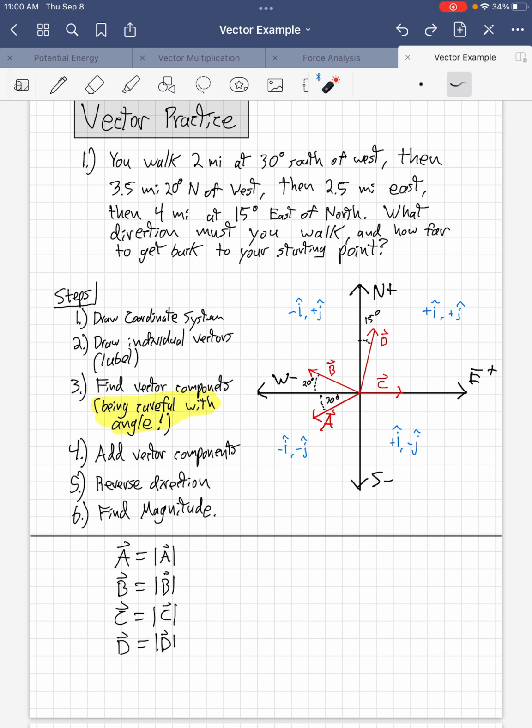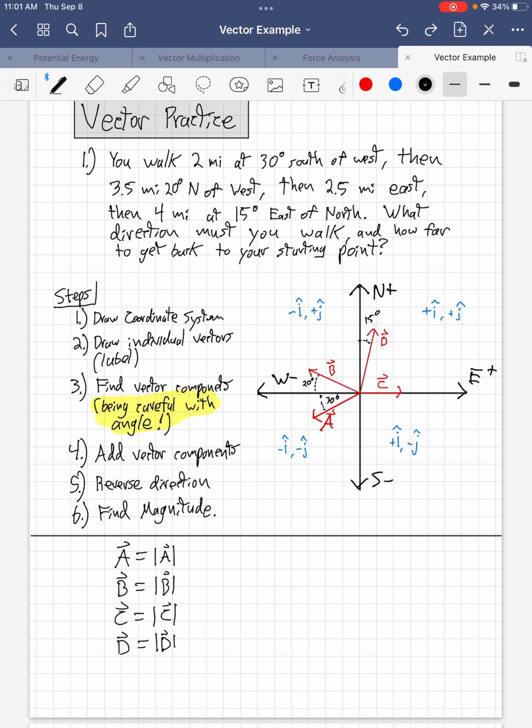One helpful tool for remembering this is that if your vector is in this quadrant, both the i component and the j component should be positive, right? The x and the y component should be positive. In this quadrant, the i component should be negative and the j component should be positive. In this quadrant, the i component should be negative and the j component should be negative. And over here, of course, the i component is positive, but the j component is negative. All right, so let's go through and see if we can write down some of our vector components.